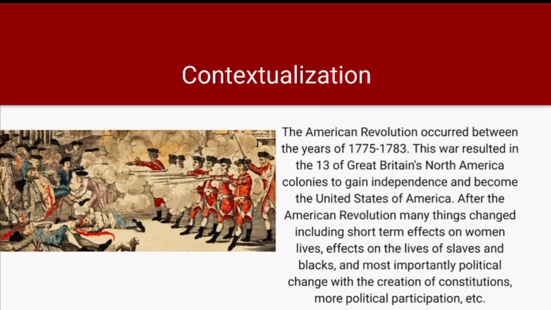Contextualization. The American Revolution occurred between the years of 1775 and 1783. The war resulted in 13 of Great Britain's North American colonies gaining independence and becoming the United States of America. After the American Revolution, many things changed, including short-term effects on women's lives, effects on the lives of slaves and blacks, and most importantly, political change with the creation of constitutions, more political participation, etc.